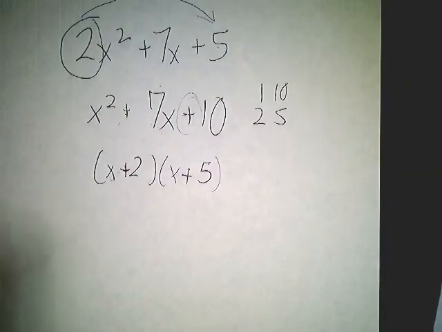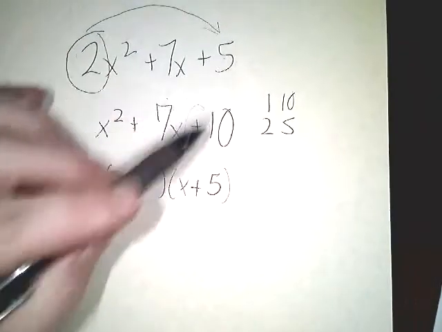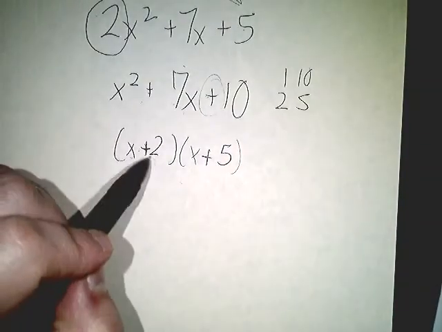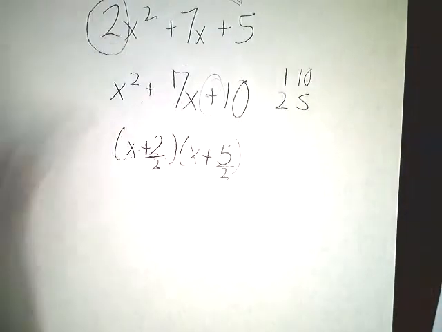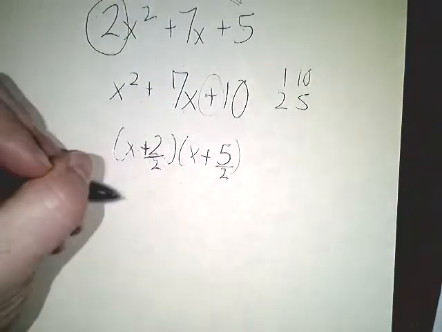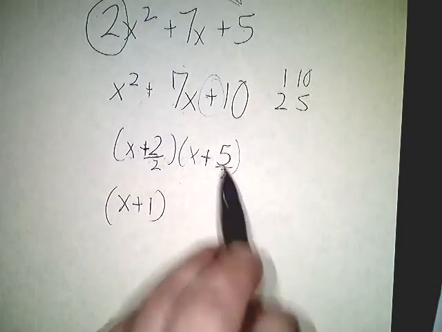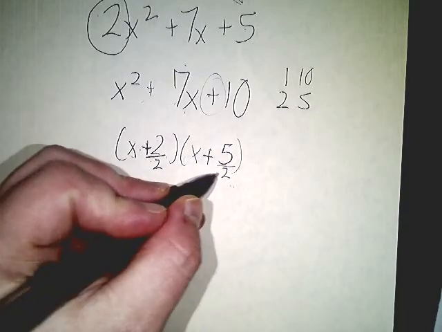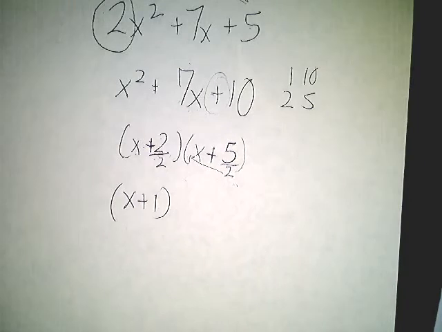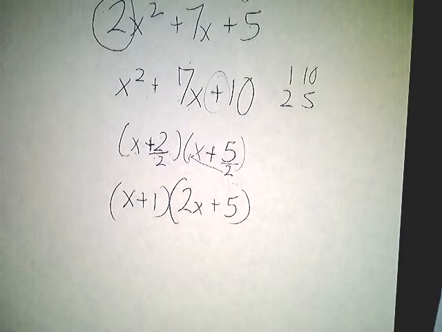Oh, wait, not quite. I did the slide, now I have to do the divide. When I slid this over, that's not good enough. I have to come back and divide each of these terms by that 2. Divide by 2 here, divide by 2 here. 2 divided by 2 does work, so I'm going to reduce this to x plus 1. Now, 5 divided by 2 does not give me an integer answer. It gives me a fraction. So I don't want a fraction there. It would be ridiculous to factor with a fraction. So I'm actually going to bump slide this 2 back in front of this x. So my final factorization is x plus 1 times 2x plus 5. That's my factorization of the top.